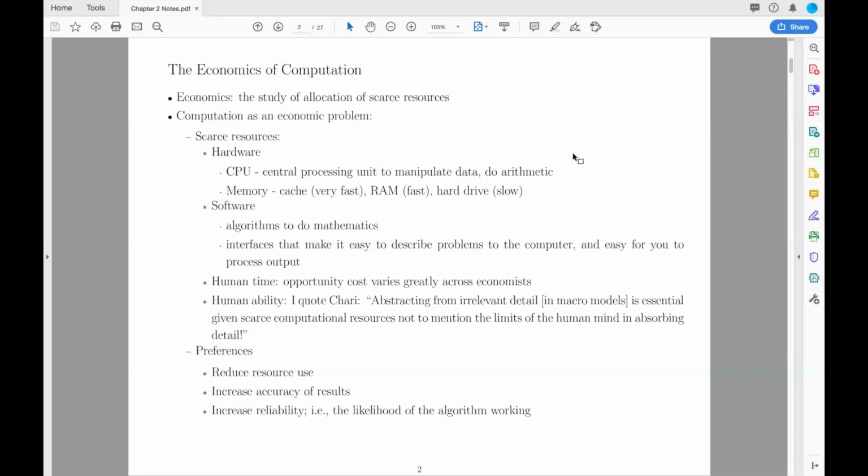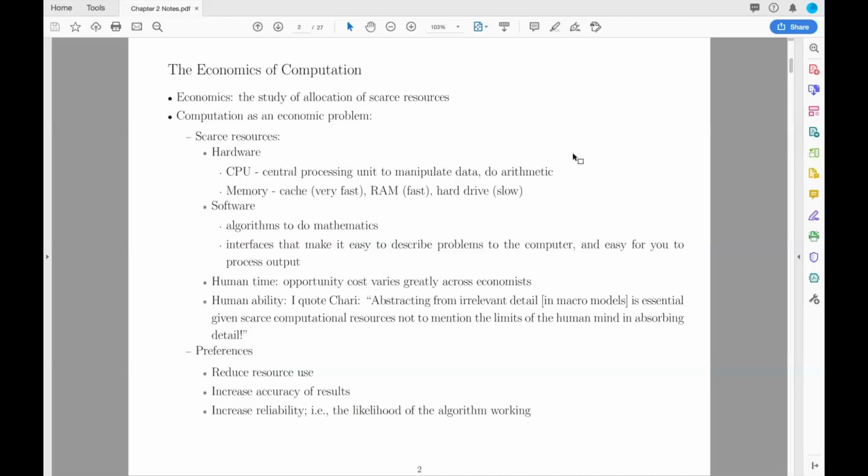The other scarcity is human ability, and a macroeconomist named Chari made quite a comment on this about macroeconomics: "Abstracting from irrelevant detail in macroeconomic models is essential given scarce computational resources, not to mention the limits of the human mind in absorbing detail." Anyway, that was his comment. I asked him once whose mind he was thinking of as being limited, and he realized that this was probably not the most intelligent thing he ever said.